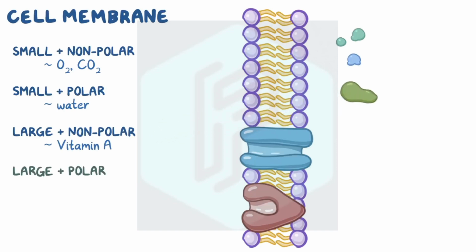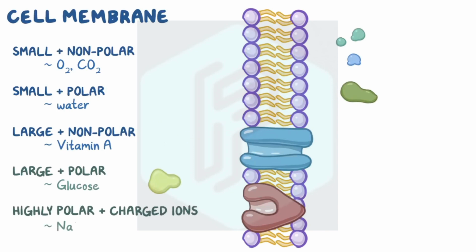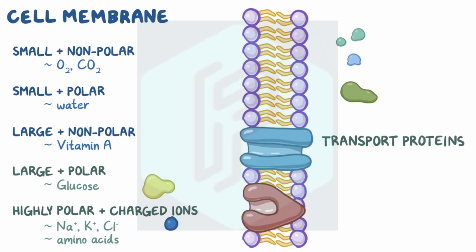And large polar molecules like glucose and highly polar charged ions like sodium, potassium, and chloride, as well as molecules that possess a charge like amino acids, are all highly unlikely to get across a cell membrane on their own. So, many of these molecules, some common ones being water, glucose, and ions, pass through the membrane using transport proteins.